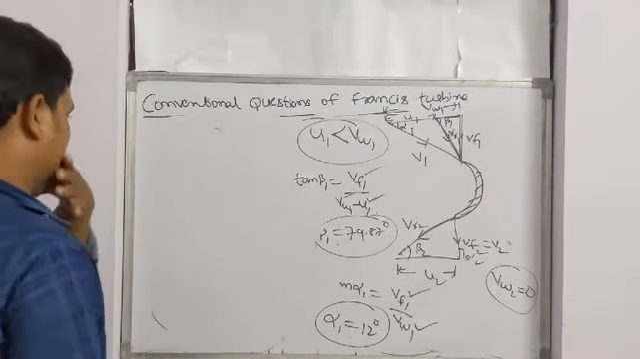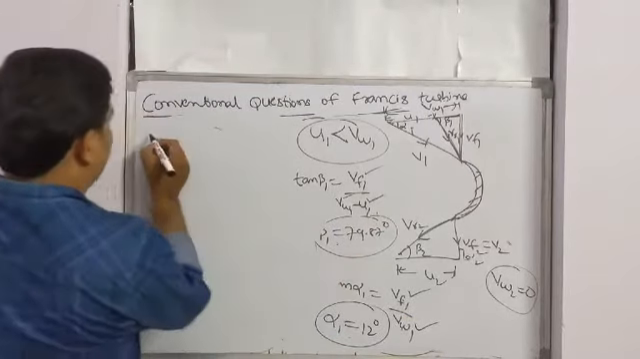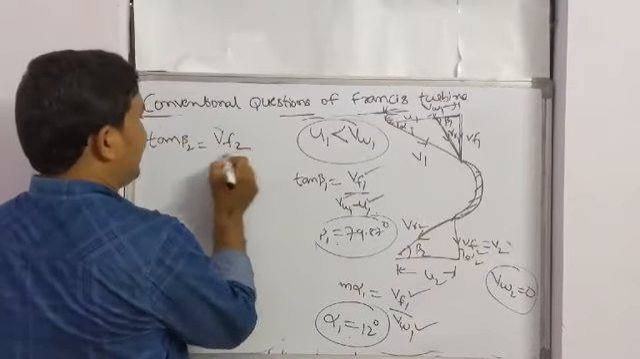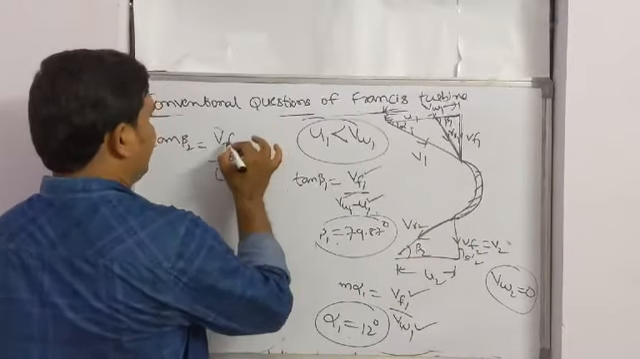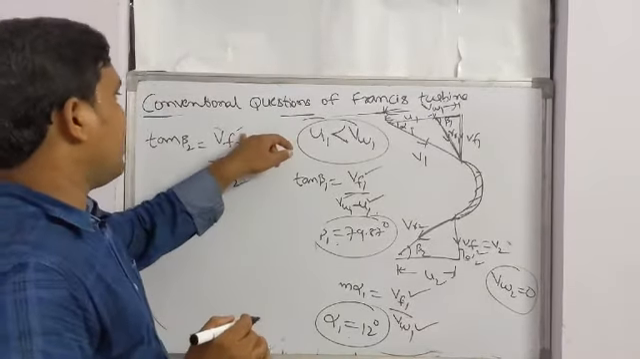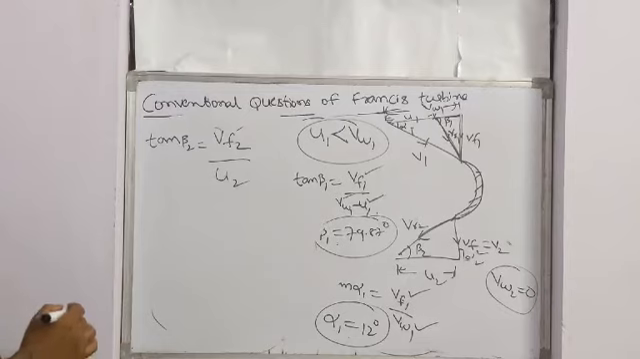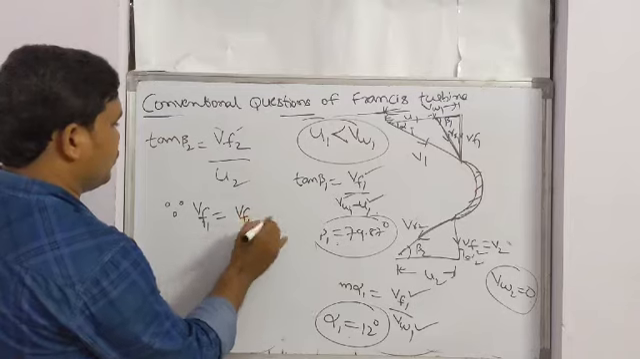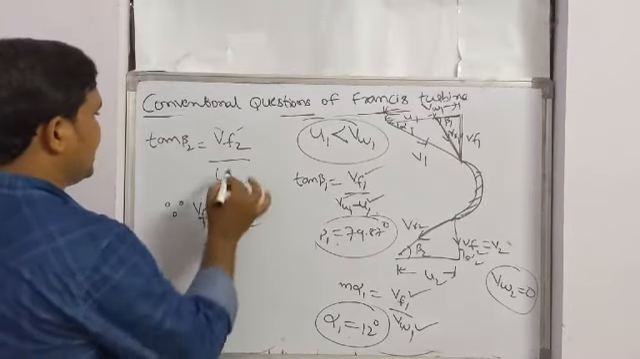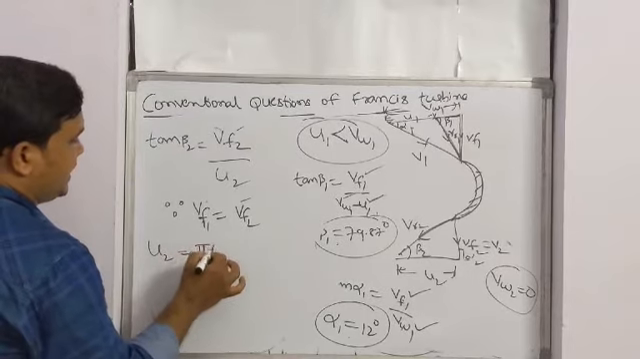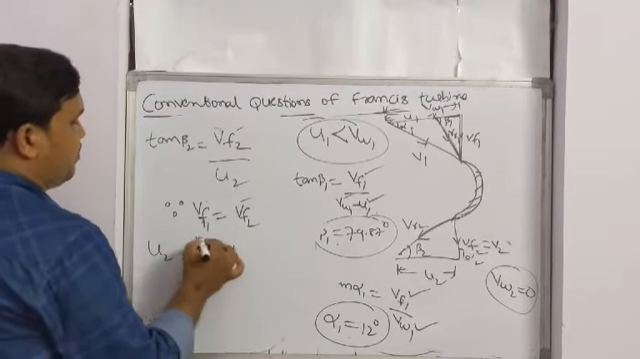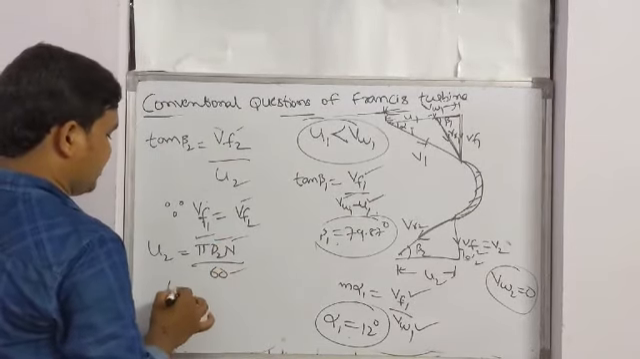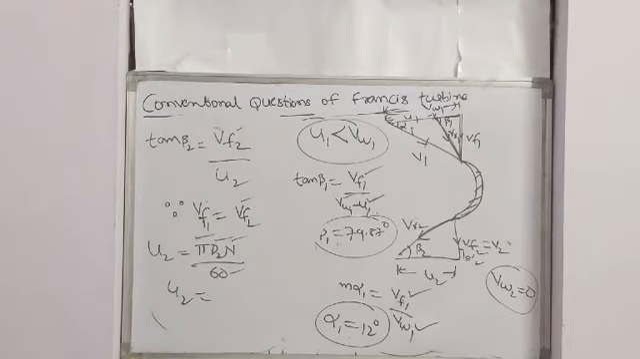So beta 2, the runner blade angle, we have to find out. We take tan beta 2 from the exit triangle. Tan beta 2 is equal to the opposite side Vf2 by the adjacent side u2. Vf2 we know, how? In the problem it is given that flow velocity throughout is constant, so Vf1 is equal to Vf2. Then u2 we should find out. u2 is pi d2 n by 60. Pi is constant, d2 we know, n is given in the problem, and 60 is a constant.